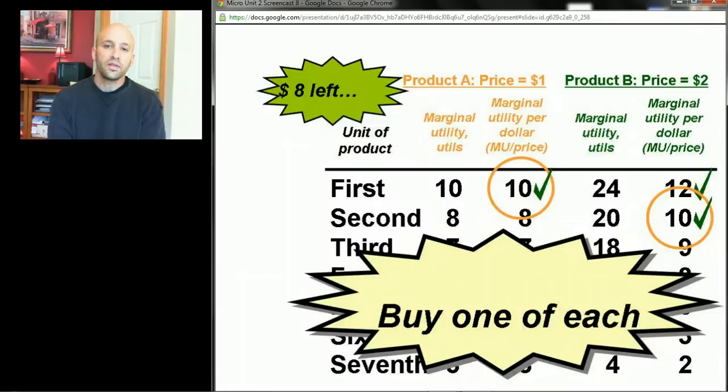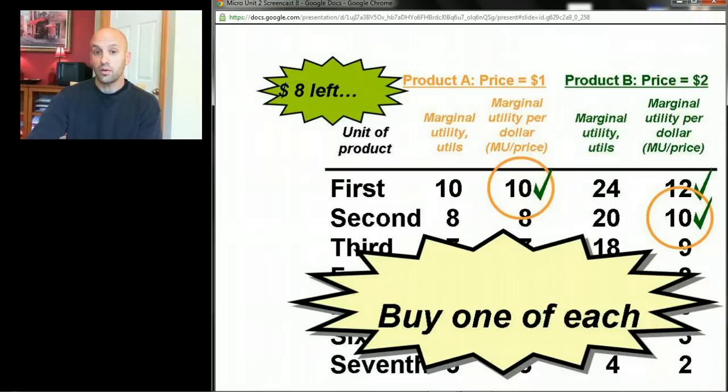Again, what we're looking at is the marginal utilities per dollar. He could either buy his second unit of good B, because he already bought the first, or he could buy his first unit of good A. And in this example, you'll notice that the marginal utilities per dollar are equal. He's getting the same bang for the buck from the second unit of B as he would be from the first unit of A. So since he has enough money to buy both of them, he will wind up doing that.